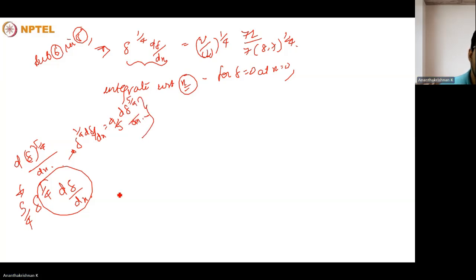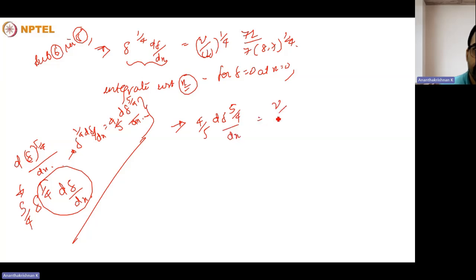Back substituting that, this will become 4 by 5 d delta raised to 5 by 4 by dx equal to nu by u infinity the whole power 1 by 4, into 72 by 7, 8.7 the whole power 7 by 4. Beg your pardon, that's 7 by 4 actually.